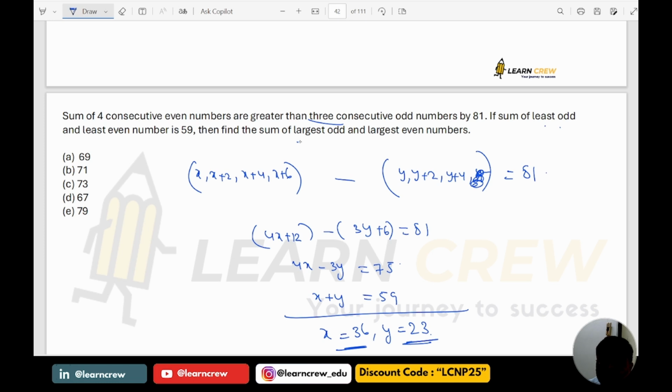Find the sum of the largest odd and largest even. Largest even is x plus 6, 36 plus 6, and largest odd is y plus 4, 23 plus 4. What is the sum of these two? Am I correct? Find the sum of largest odd and largest even. So the sum would be 69. I am going to get 69. Okay. That's it.